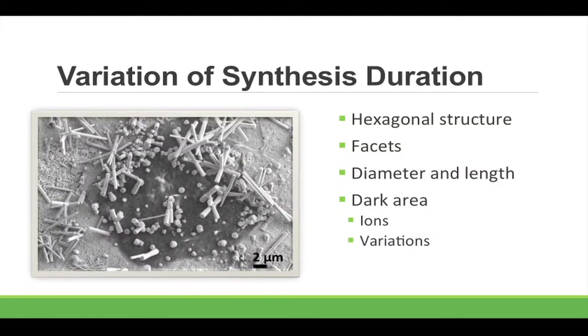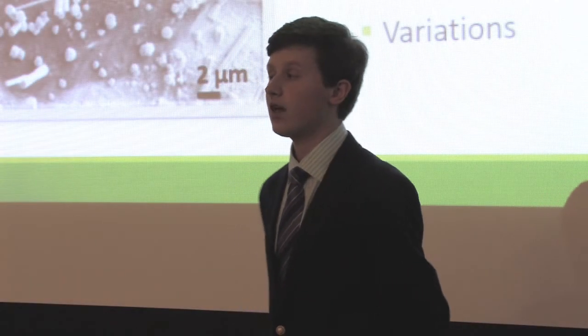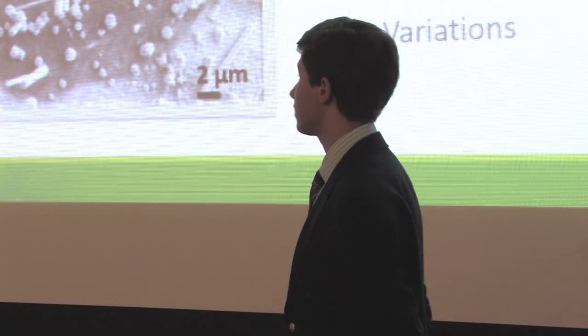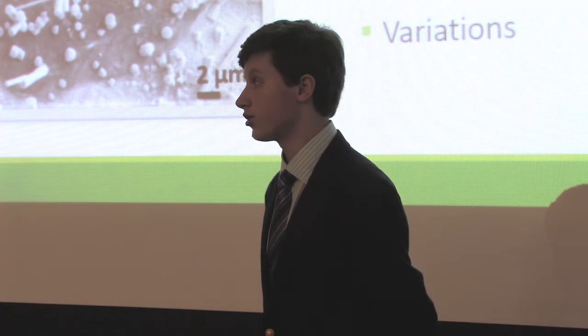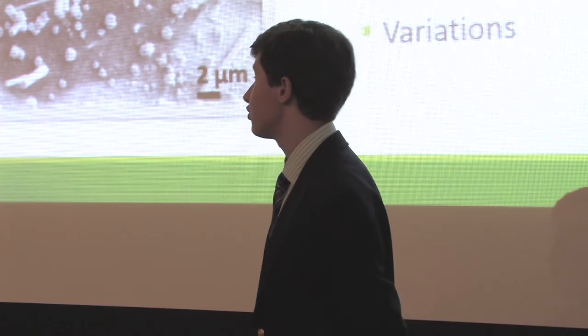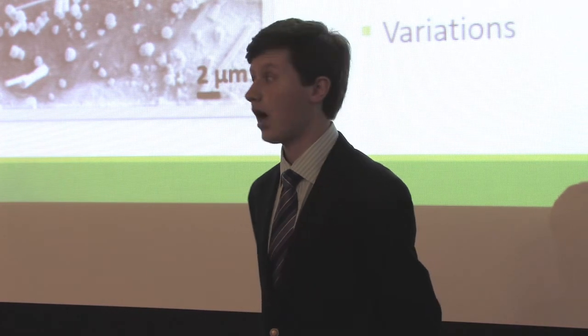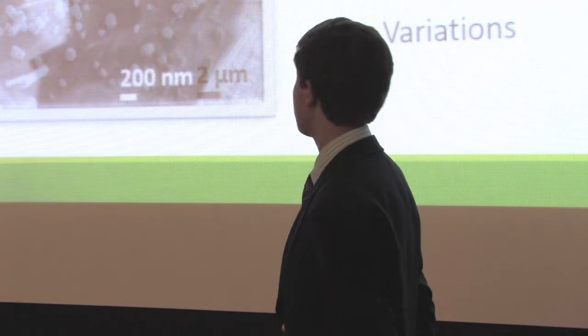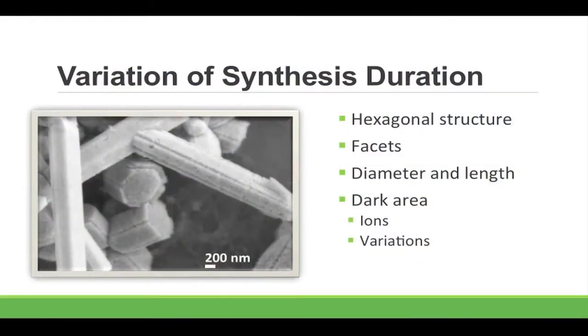And we also found that there was a correlation between the duration and the size of the nanorods, with a longer duration resulting in a larger diameter and length. Additionally, we found this dark area, as you can see on this picture, that we had not observed in any of our other trials, and it's postulated that this was the result of excess ions in the solutions used for synthesis being deposited upon the copper substrate. Additionally, we found that there were structural variations in this dark area in the nanorods, as you can see with these ridges, that were not present in any other areas of the wires or on any of our other trials.